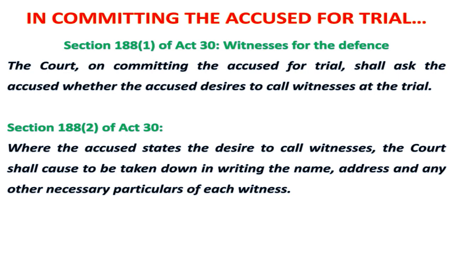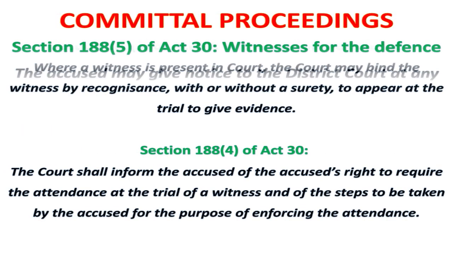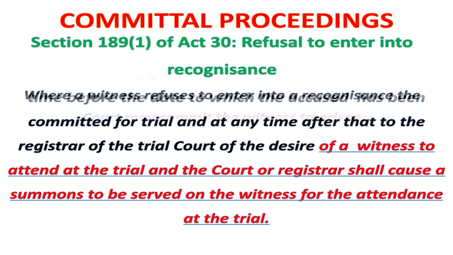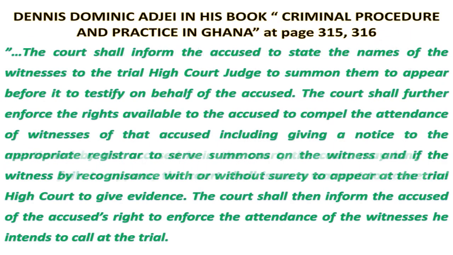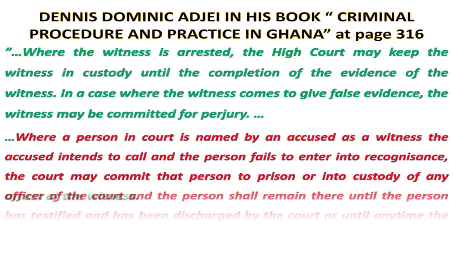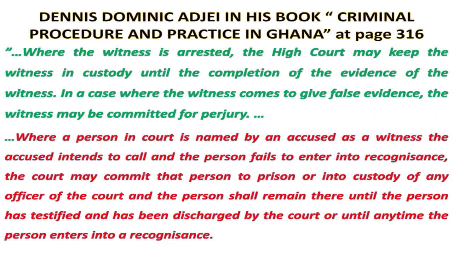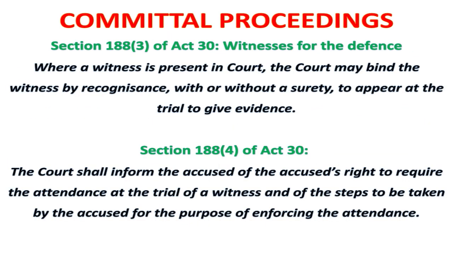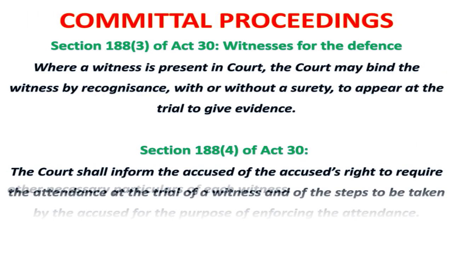So section 188(1) says that the court on committing the accused for trial shall ask the accused whether the accused desires to call witnesses at the trial. And this is the extent to which the court will go to ensure that we are able to bring those witnesses to enable the accused prove his case. Even if you're the witness and you refuse to enter into a recognizance, we can let you go into prison and stay there until we are able to make you testify. So that was section 188, telling us what the court will do before it will commit the accused person for trial.